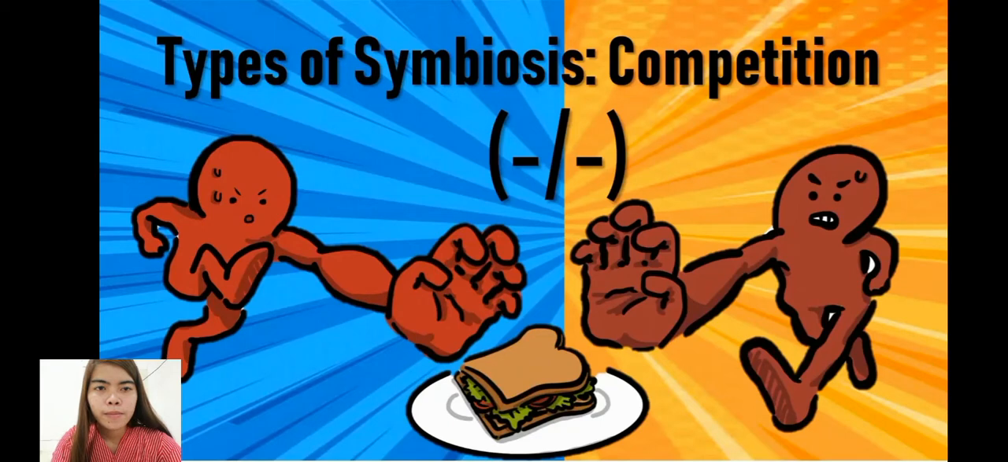Competition is a relationship between two organisms that has a negative effect on both the animals. This can happen when two animals are competing for food, land, or for a mate.